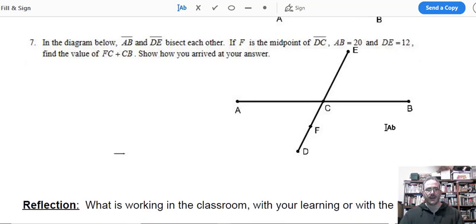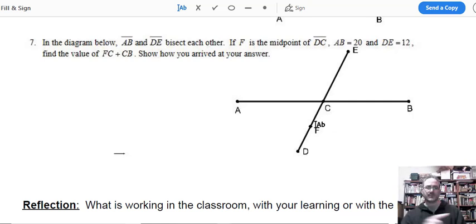In the diagram below, AB and DE bisect each other. If F is the midpoint of DC, and AB, the whole thing here, equals 20, and DE, between D and E here, equals 12, find the value of FC plus CB. So you'll need to find this length and this length, given what you know. I'm going to leave you to do this one on your own.